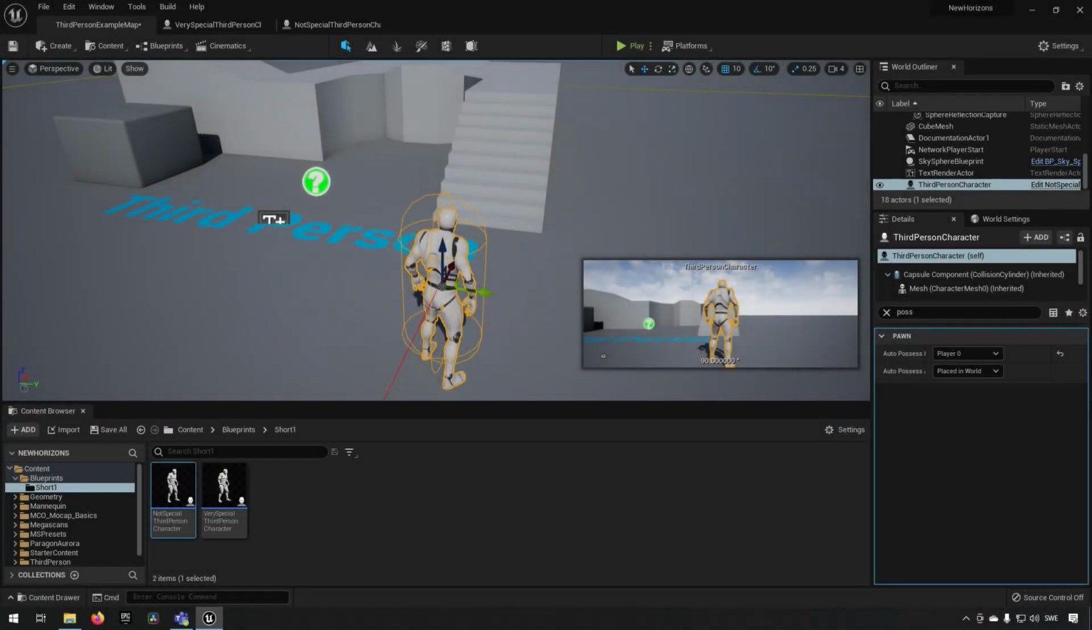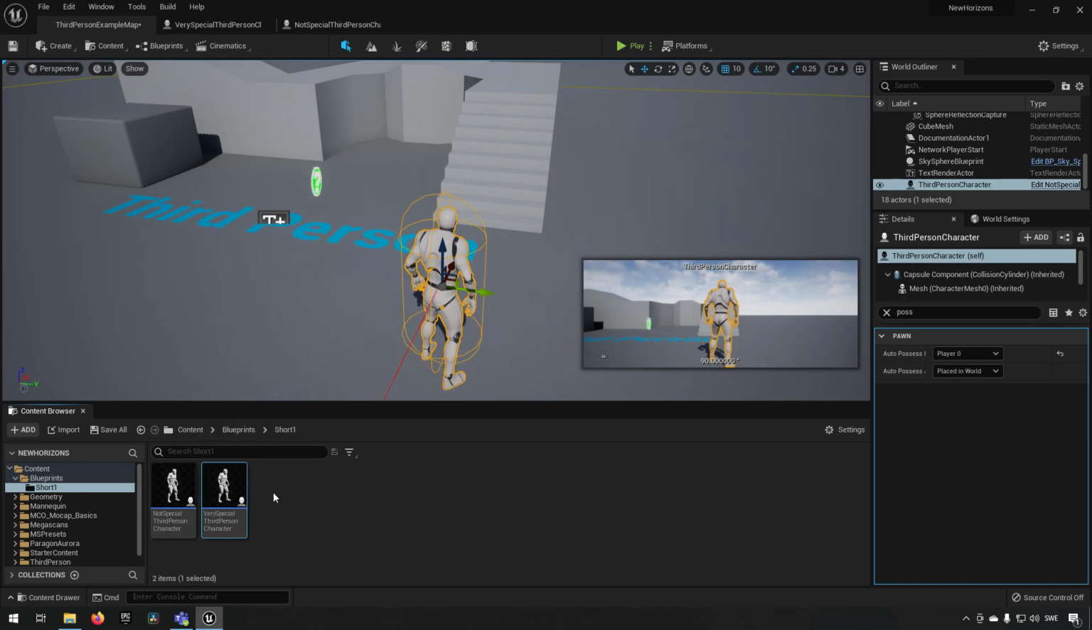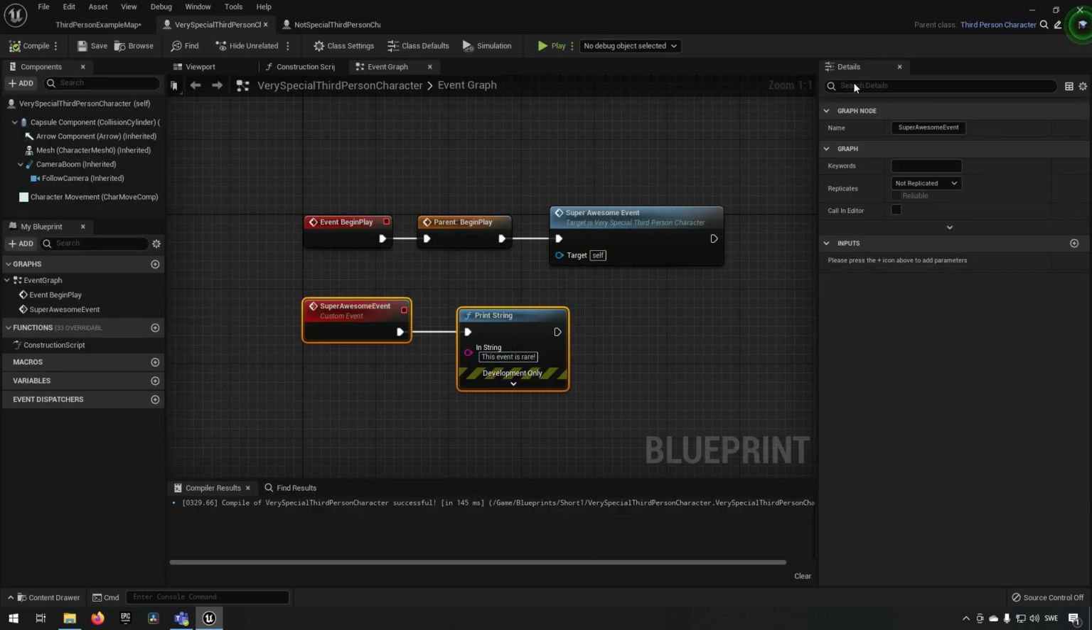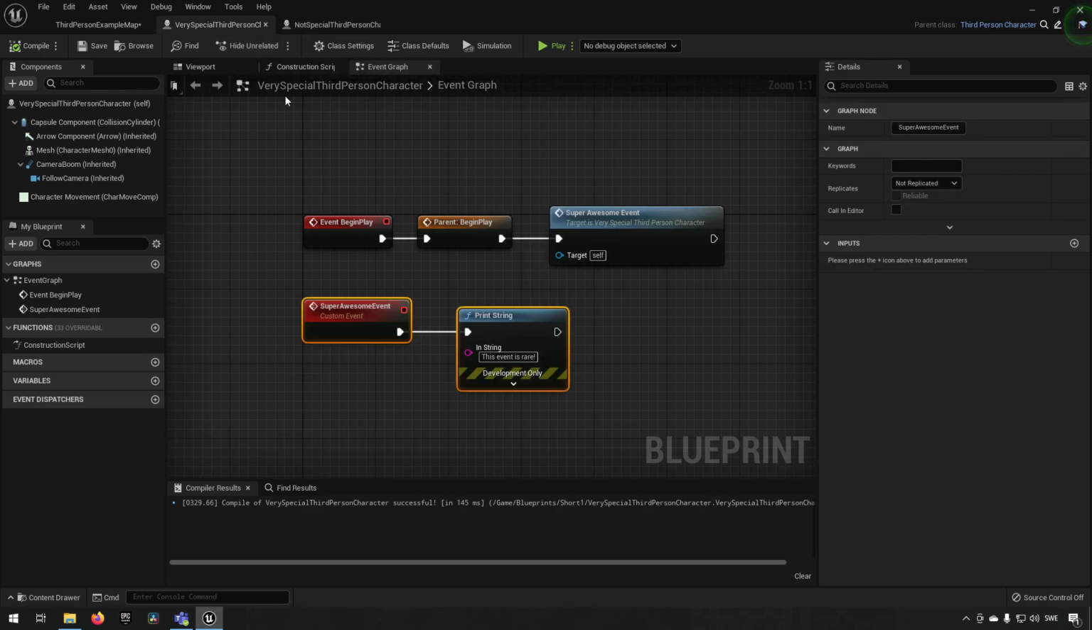So here we are in Unreal Engine 5, although this works just as fine in Unreal Engine 4 as well. We have these two different characters: the not special third person character and the very special third person character. And both of them, you can see up here, are inheriting from the third person character. So they have that the same.